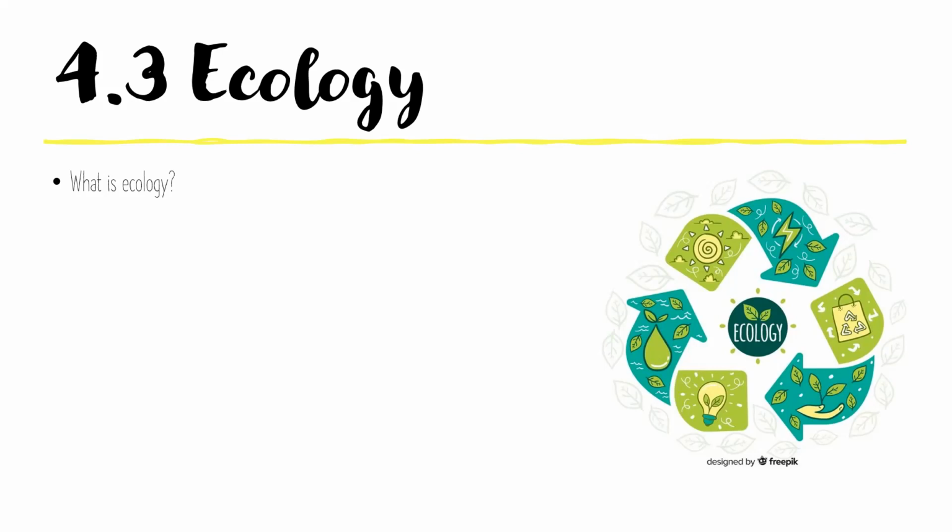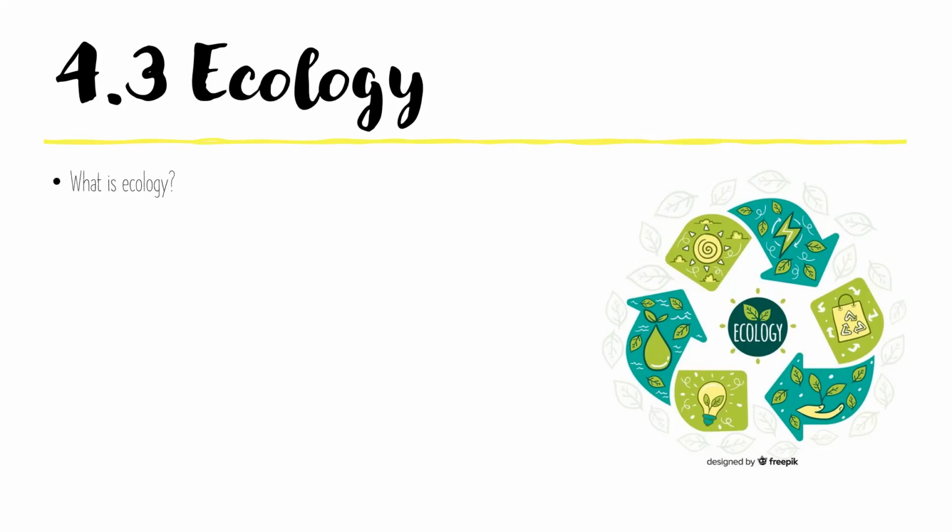The definition of ecology is going to be the study of the interactions among organisms and between the abiotic and the biotic environments. So the study of the interaction among organisms, which means the relationship between the different organisms, and the relationship between the abiotic and biotic factors of the environment is going to make up your ecology.